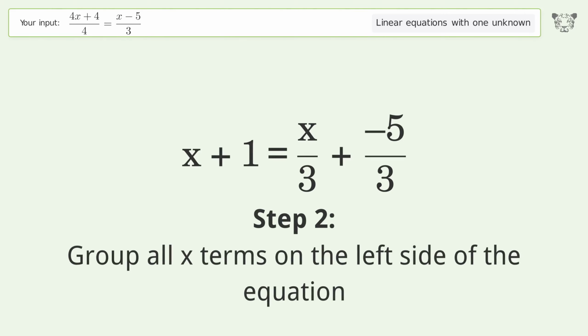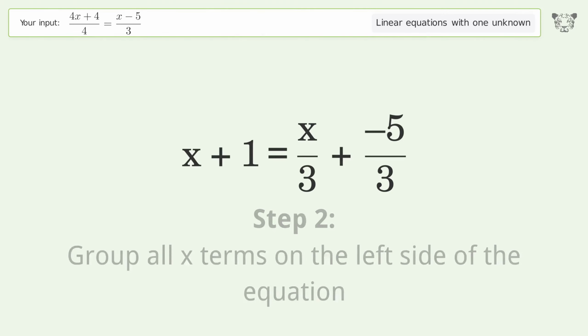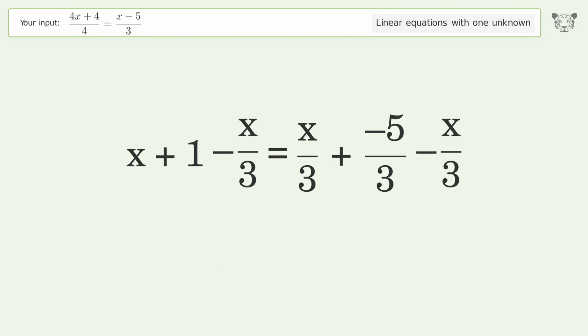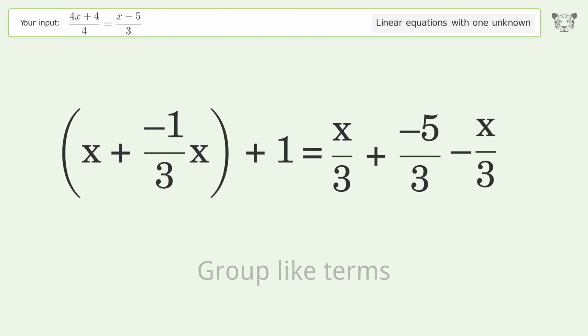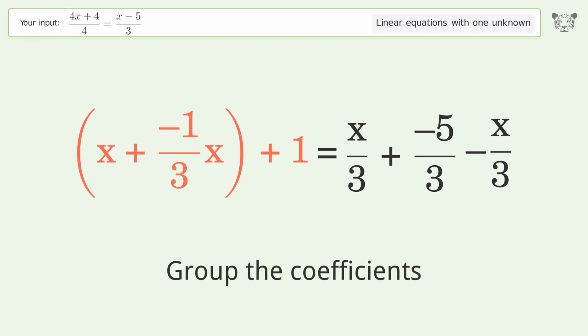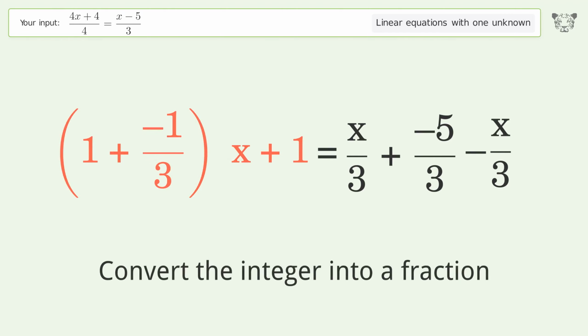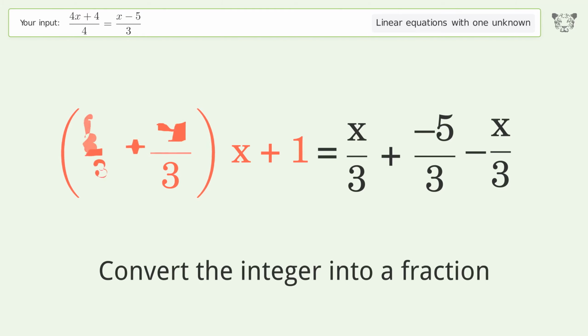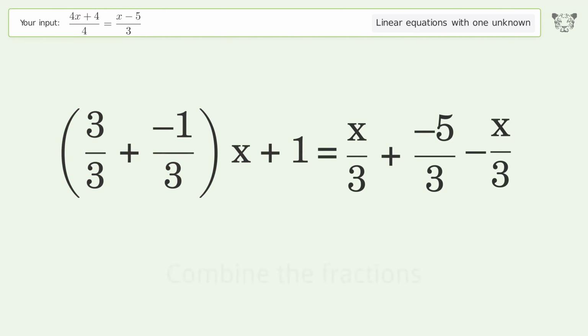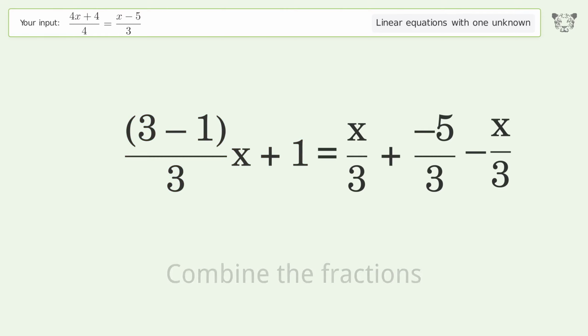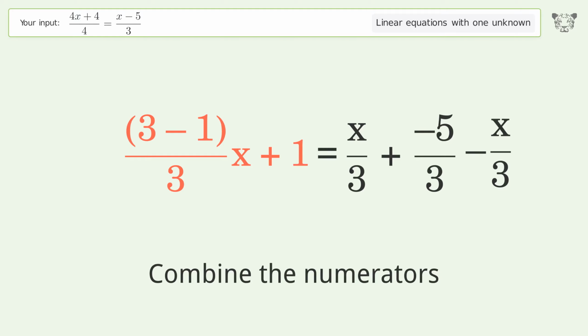Group all x terms on the left side of the equation. Subtract 10/3 from both sides. Group like terms. Group the coefficients. Convert the integer into a fraction. Combine the fractions. Combine the numerators.